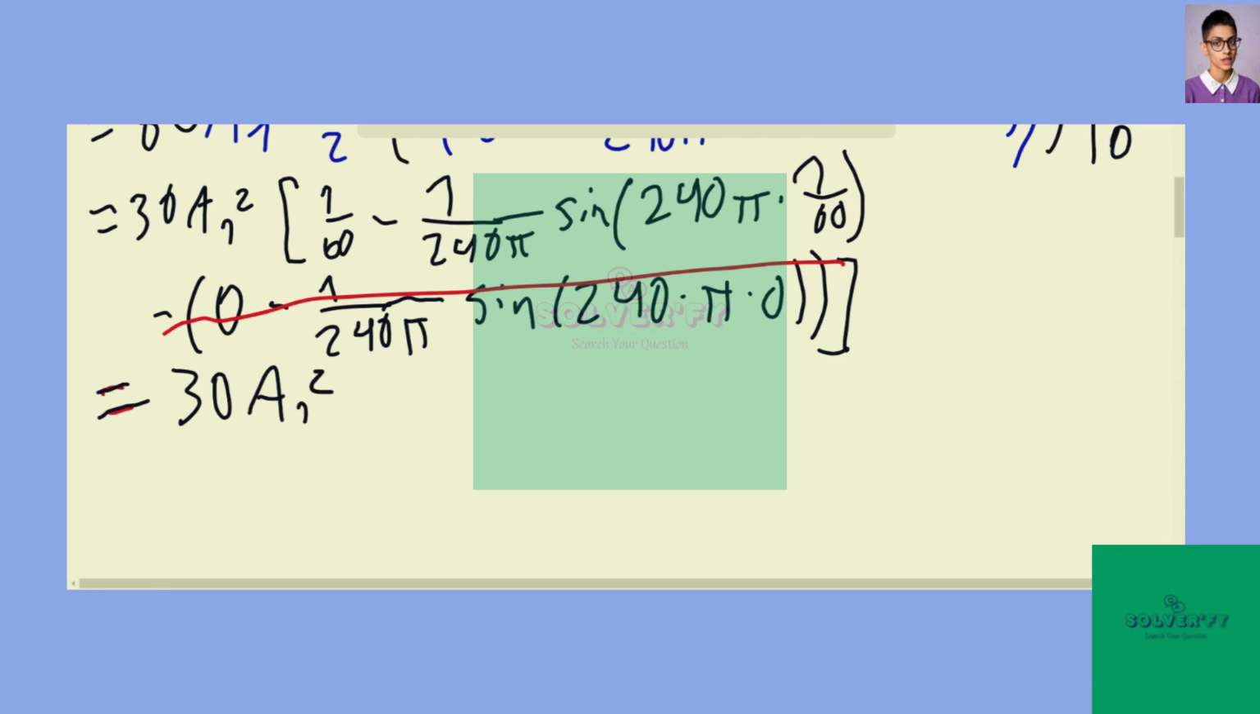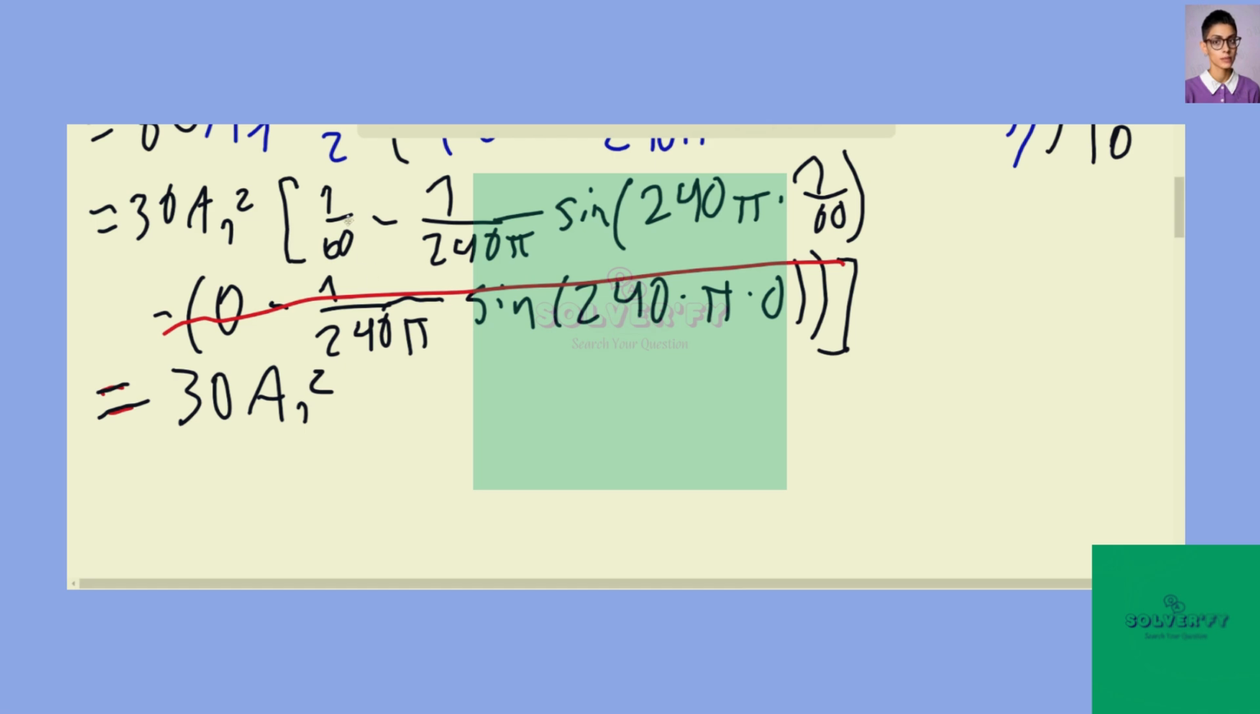And before I forget, don't forget what we're finding is the average value of the square, but we're going to have to square root that at the end, because the RMS is the square root of the average of the squares. So that's that. But that'll come later.